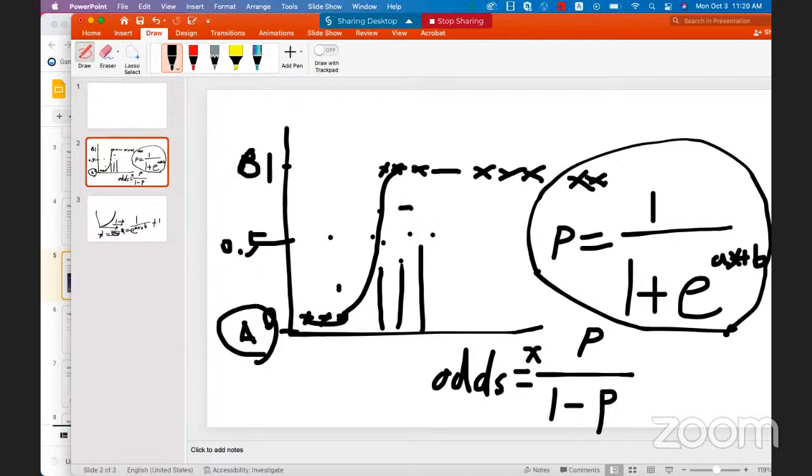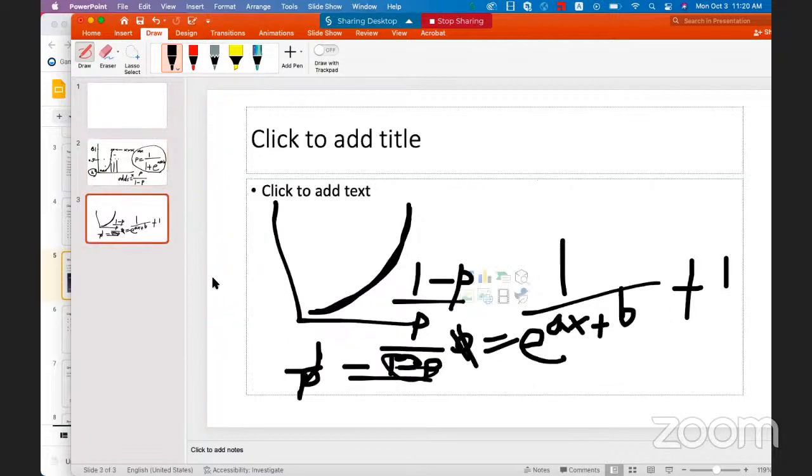So, I have some questions. Yes. Why do we need the odds? Oh, we need the odds to calculate the probability. The odds follow this curve, like the curved linear. So you can get the equation of the odds easily.